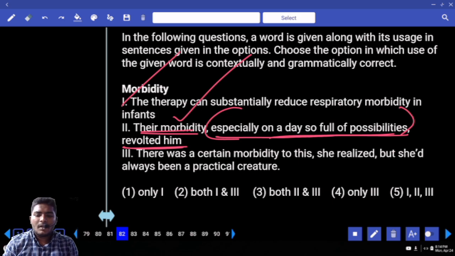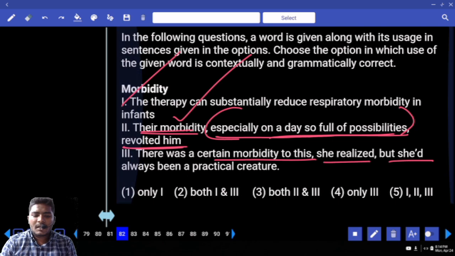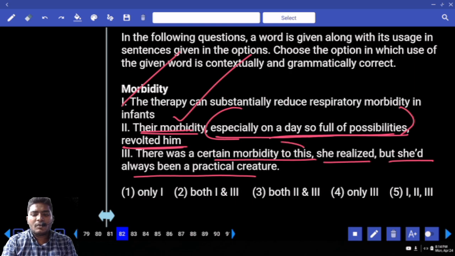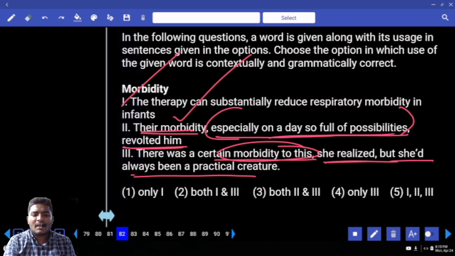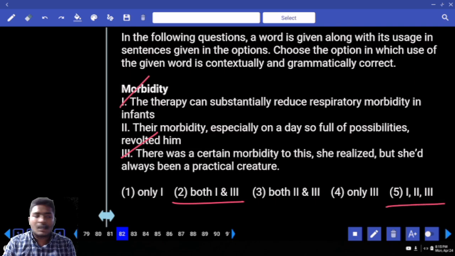Look at the third one. There was a certain morbidity to this, she realized, but she had always been a practical creature. She already knew that this would be something lazy or negative, but she realized and she had always been a practical creature. That means she did not do something which is negative. So third one looks good, first one looks good. Do you find any 1 and 3 combinations? There is 1 and 3 and also there is a 1, 2, 3.